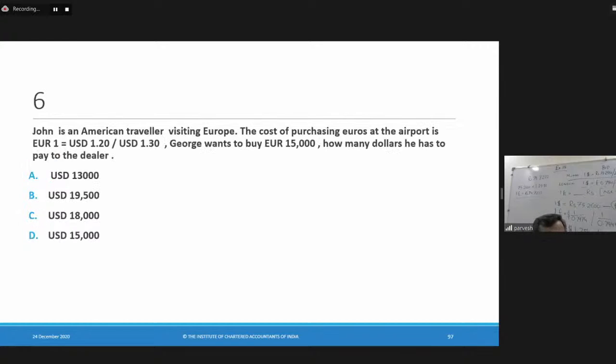So look at this question. John is an American traveler visiting Europe. The cost of purchasing euros at the airport is USD 1.20 and USD 1.3. John wants to buy 15,000 euros. So how many dollars does he have to pay to the dealer? I'm giving you two questions of a similar nature, so now please answer them, sixth and seventh. First we'll work out the sixth. Please answer these questions.